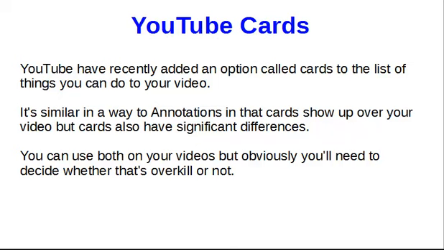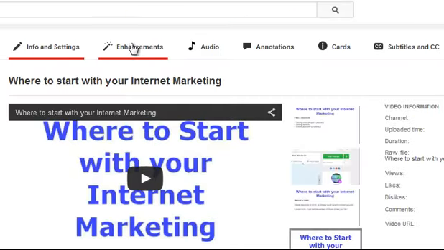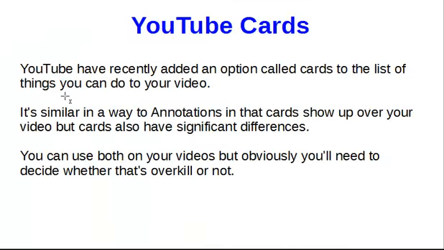Just have a quick look on your YouTube video manager, edit a video and you'll see it come up. There you've got info and settings, enhancements, audio, annotations, cards, subtitles and CC closed captions. And it's kind of similar in a way to annotations because cards show up over your video, but cards also have significant differences between them and annotations.